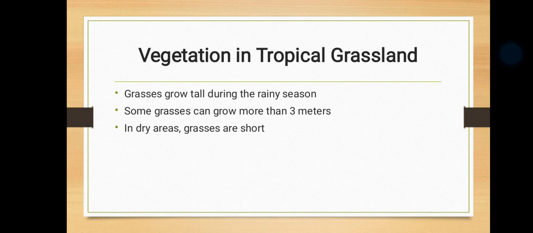Next, we will discuss about the vegetation in tropical grassland. So, in tropical grassland, grasses grow very tall during the rainy season. Some grasses can grow more than 3 meters high. However, in dry areas, the grasses remain short, and the growth of grass depends mainly on the amount of rainfall.